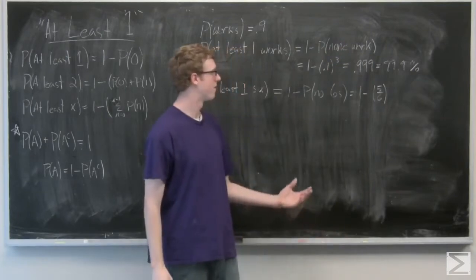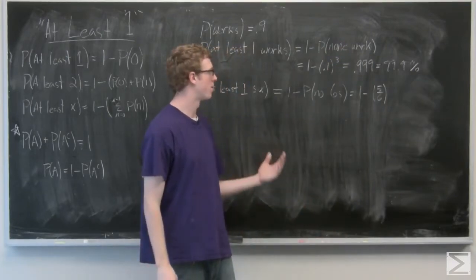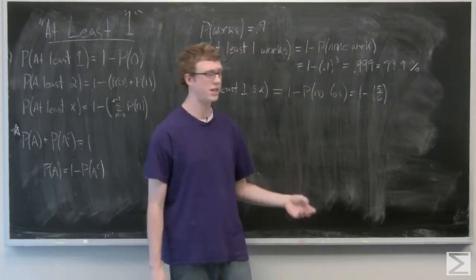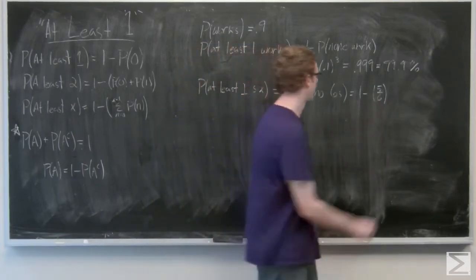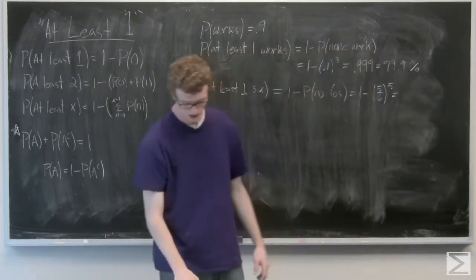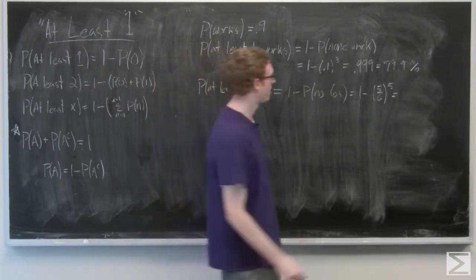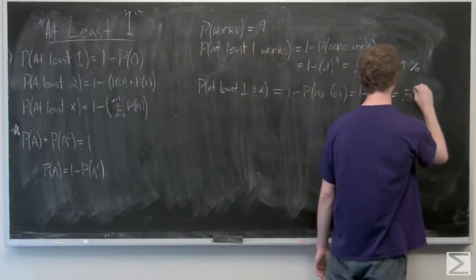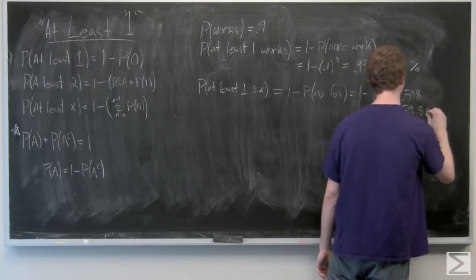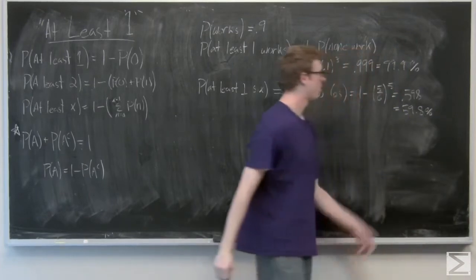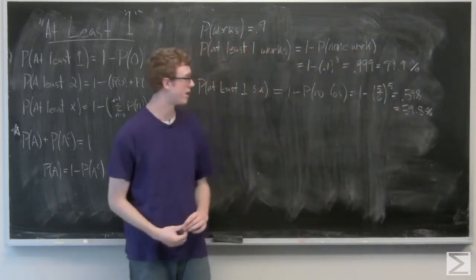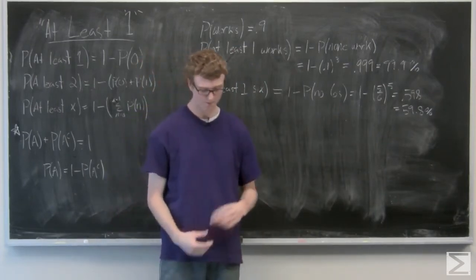So we just have 1 minus, and there's a 5/6 chance that you don't get a 6. And we said that there's 5 dice rolls, so the probability that dice rolls 1 and 2 and 3 and 4 and 5 don't get a 6 is just going to be 5/6 to the 5th. Go ahead and plug that into your calculator, and you're going to get 0.598. You can leave your probability as that, or you can say that it's a 59.8% chance that we're going to get at least one 6.